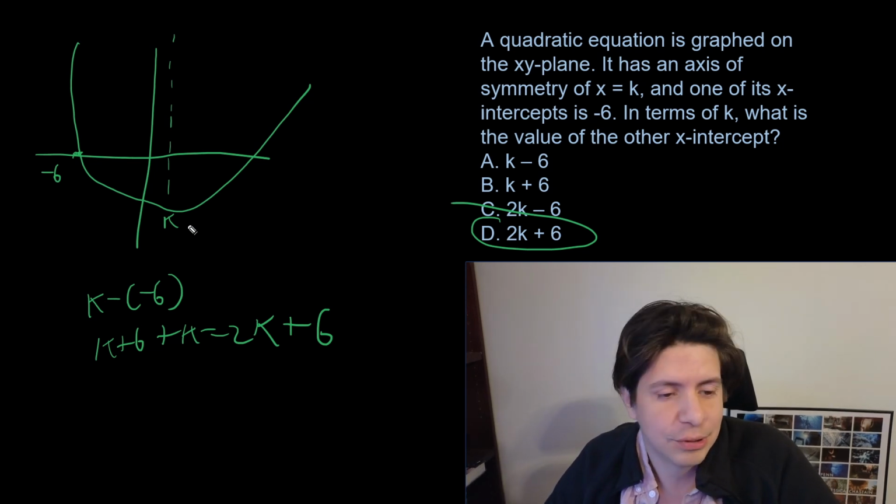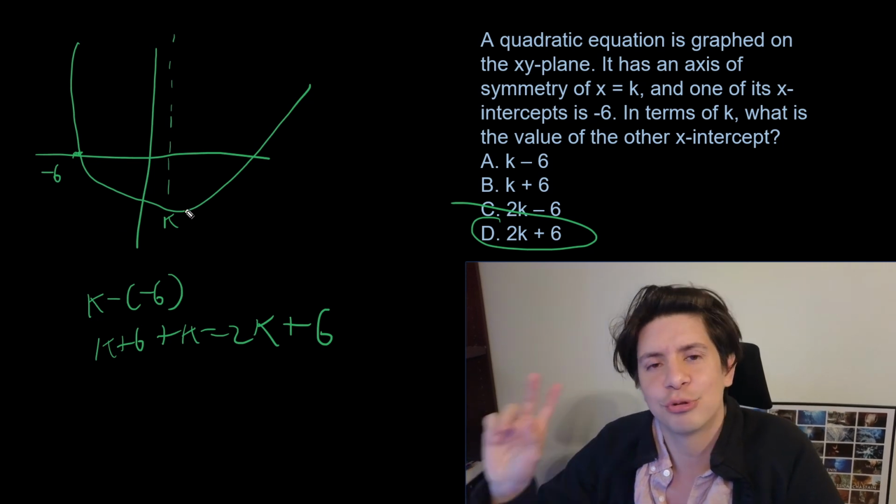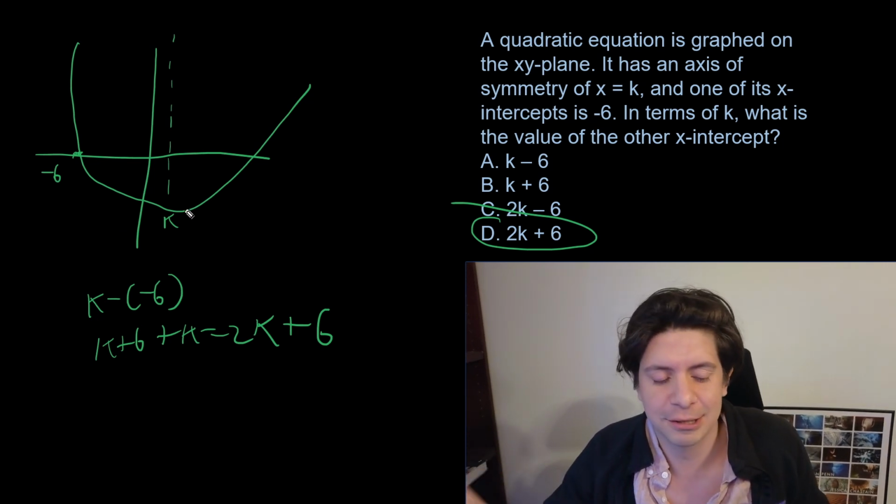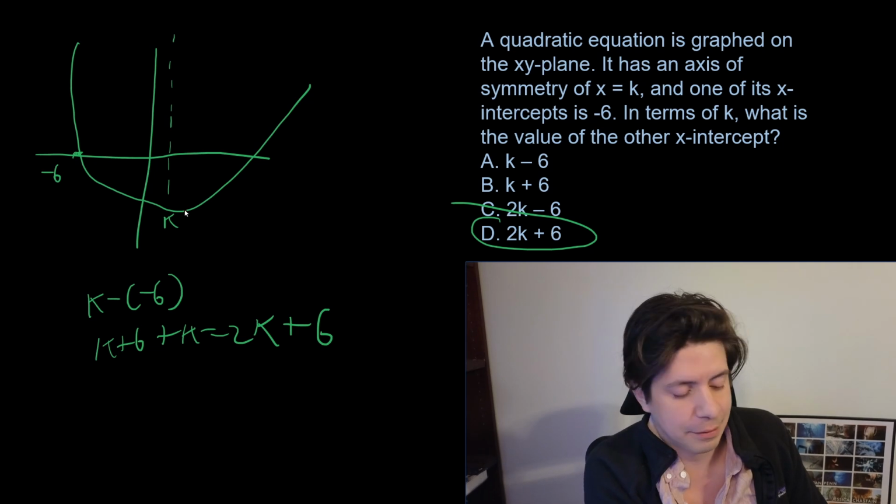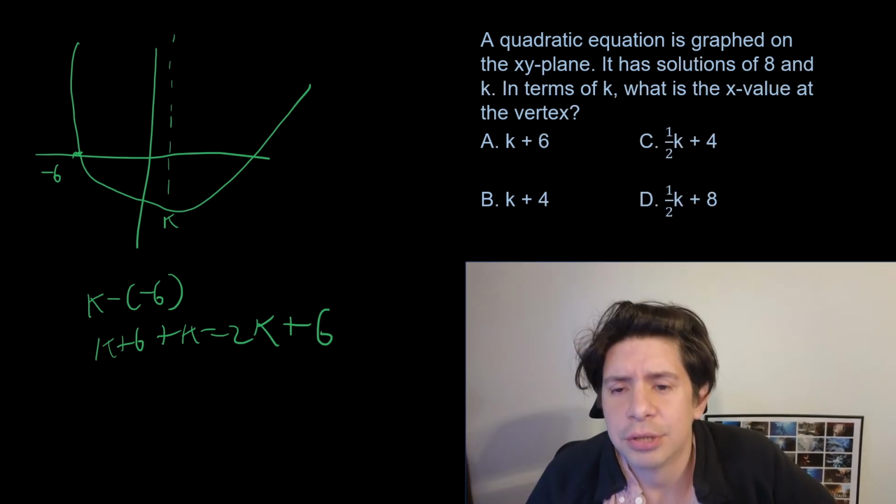Okay, so this question's abstract because we don't actually know what the x-axis of symmetry is. But we don't need to know that. We just need to plug it in and find the distance. I'm going to show you two variations on this that are the same exact concept, just asked a little differently. They'll take very little time. So we'll look at this one here.